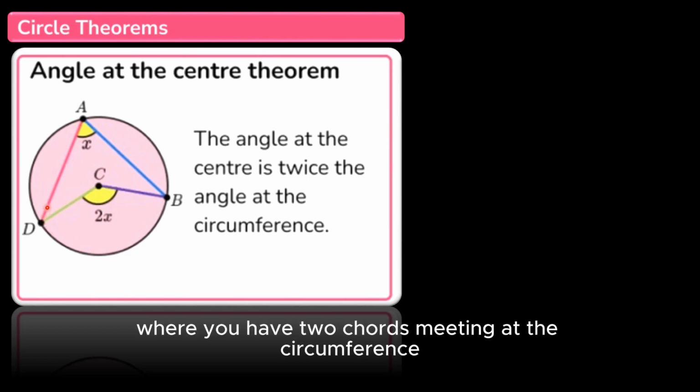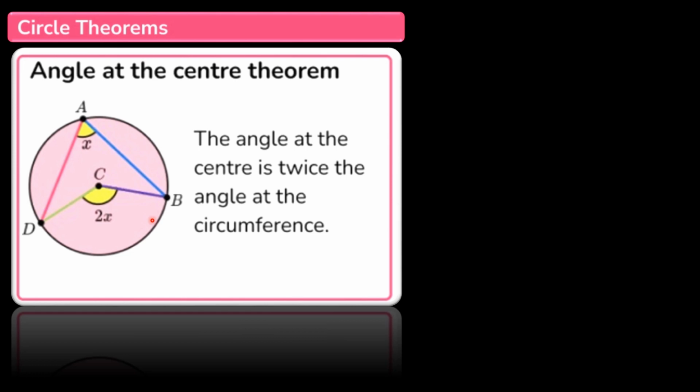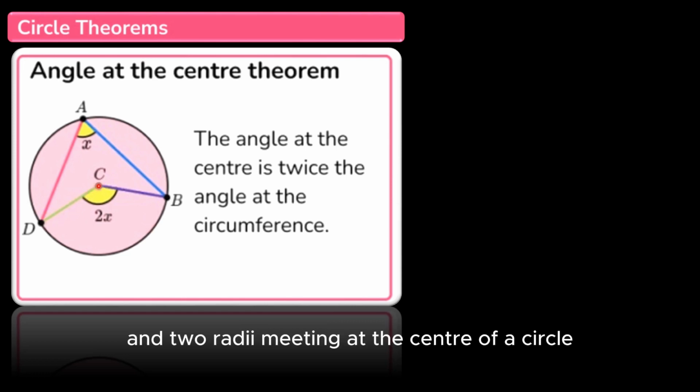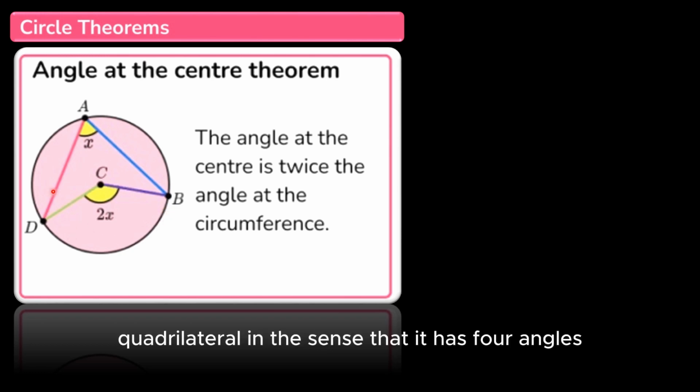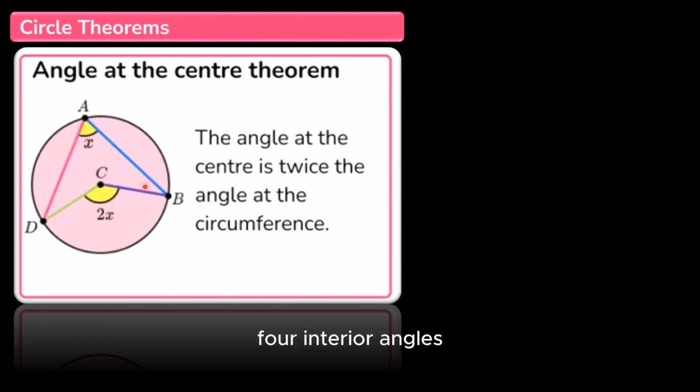when you have two chords meeting at the circumference and two radii meeting at the center of the circle, forming a triangle-like shape. Actually, it is not a triangle, it is a quadrilateral, but it looks like a triangle. Quadrilateral in the sense that it has four angles, four interior angles.